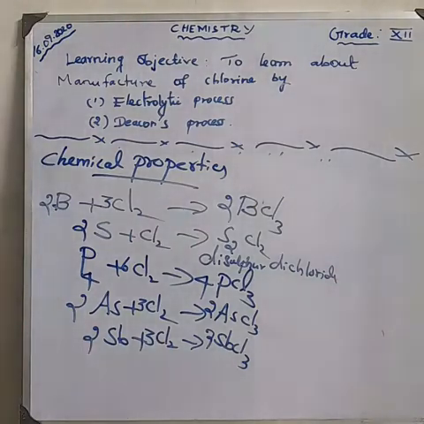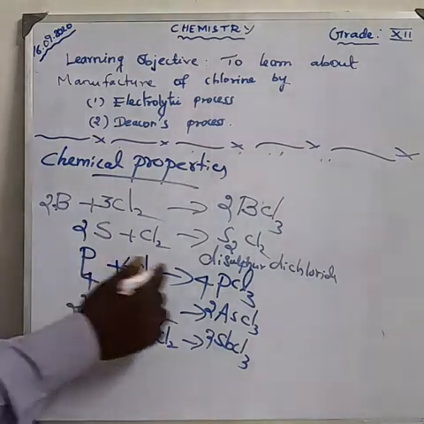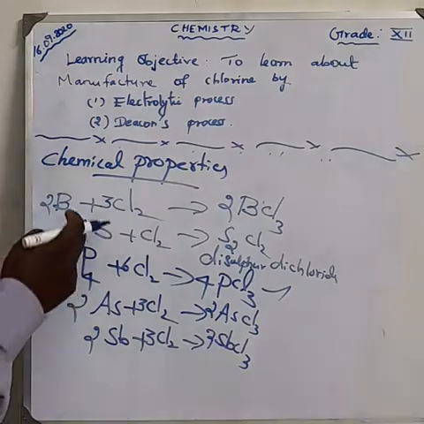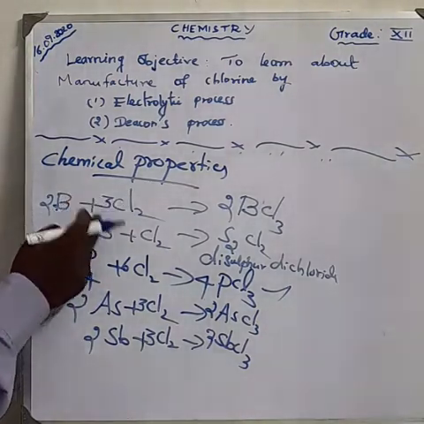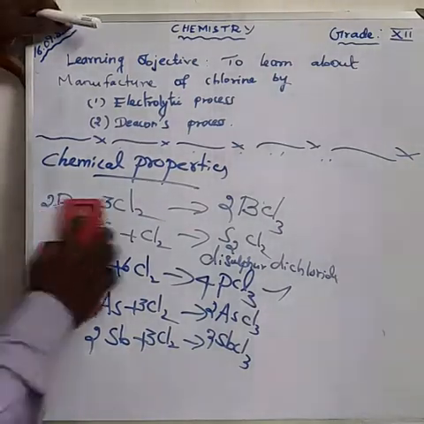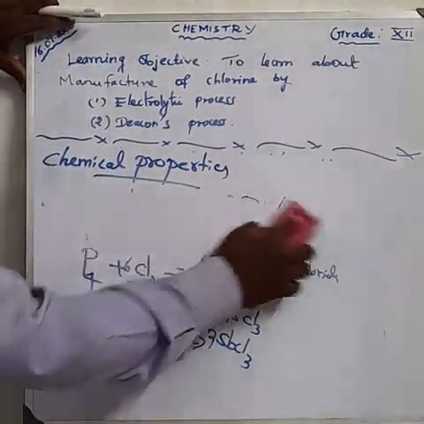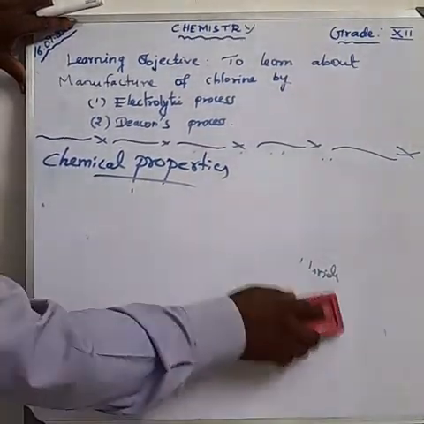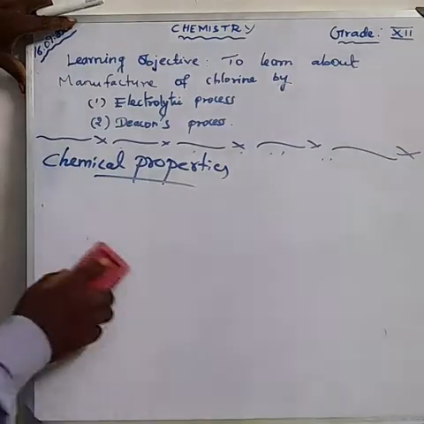I am repeatedly saying at least 1 or 2 equations is enough. This is very easy. We already learned phosphorus trichloride. At least 1 equation is compulsory for each topic. Next, affinity for hydrogen. Chlorine has a very good affinity to hydrogen, so it easily combines with hydrogen to form hydrochloric acid.